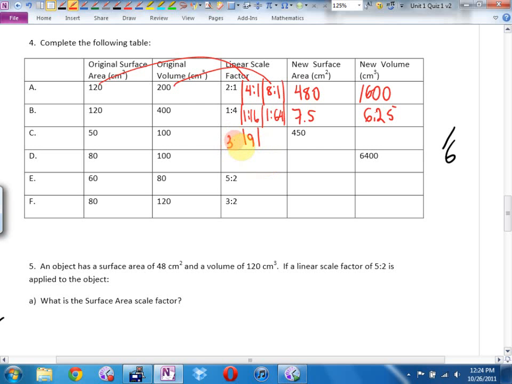So now I'm going to go 50. Sorry, I don't need to go 50 times 9 to get 450, but I can go 100 times 27 to get 2,700, and the linear scale factor is 3.